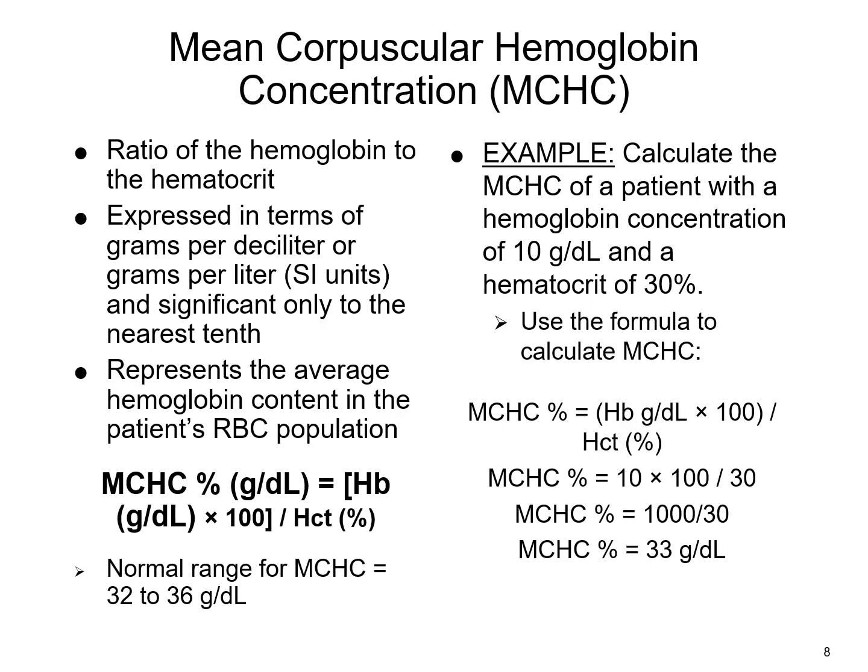Your MCHC is the ratio of hemoglobin to the hematocrit. This is represented in terms of grams per deciliter or grams per liter, and it's significant only to the nearest tenth. This represents the average hemoglobin content in the patient's red blood cell population. So this is going to give you an overall picture of how much hemoglobin content is in that patient's red blood cells. This is the value that most places will use when they're evaluating their printout data.